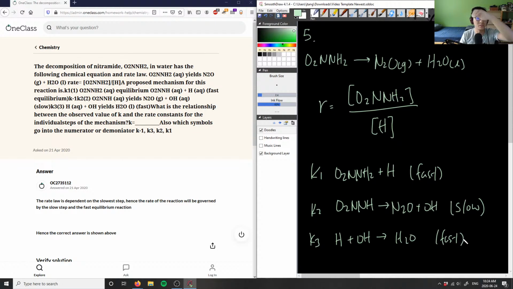So it says, what is the relationship between the observed value of K and the rate constants for the individual steps of the mechanism here? So again, if we break this out, this entire equation breaks down to 1, 2, and 3 chemical equations here, and they actually give us the speeds of this. So for example, K1 here is fast, K2 is slow, and K3 is fast. And we care about the rate determining step, which is this slow step here. So K2 is what we're actually interested in.